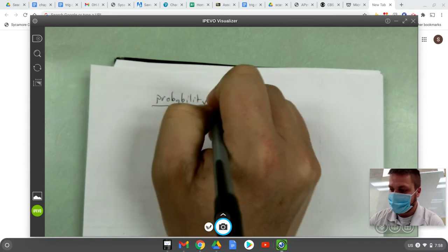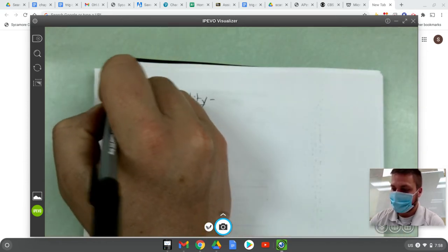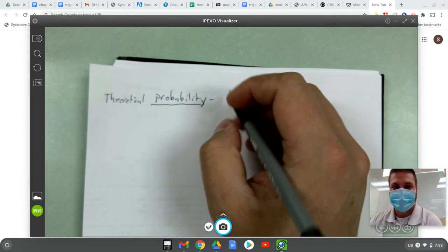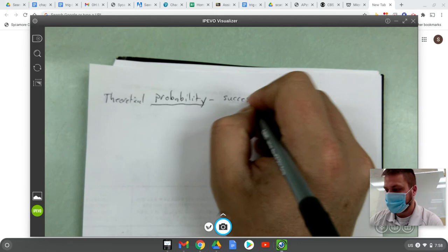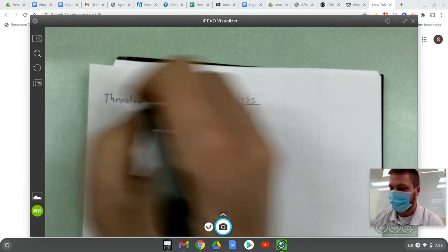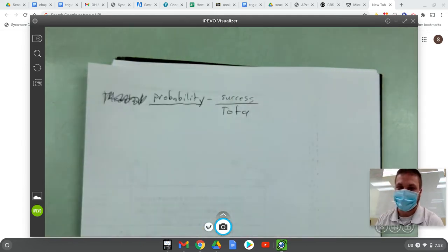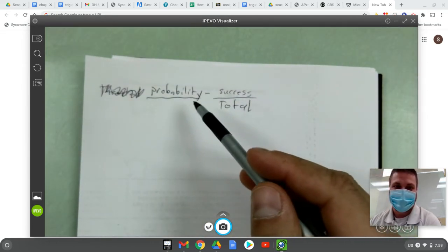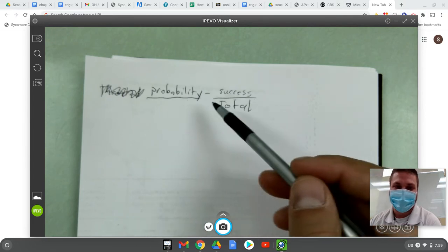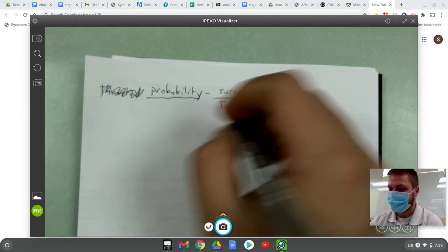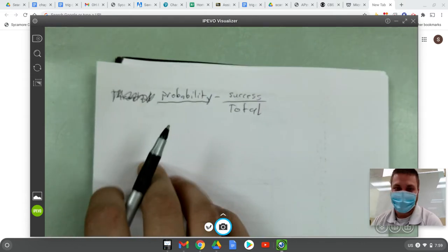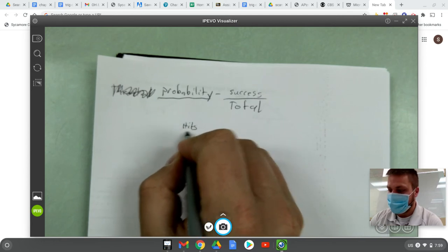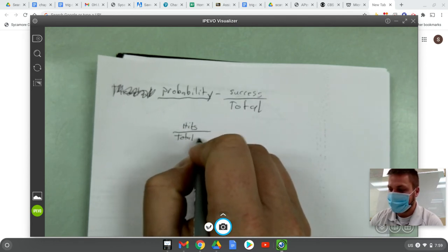The probability, or what they would call theoretical probability, is simply success over total. Probability is success over total. It just depends on what topic you're talking about. Even if I was a baseball player and I wanted to know the probability of me getting a hit, I would just take the number of hits over total at bats.